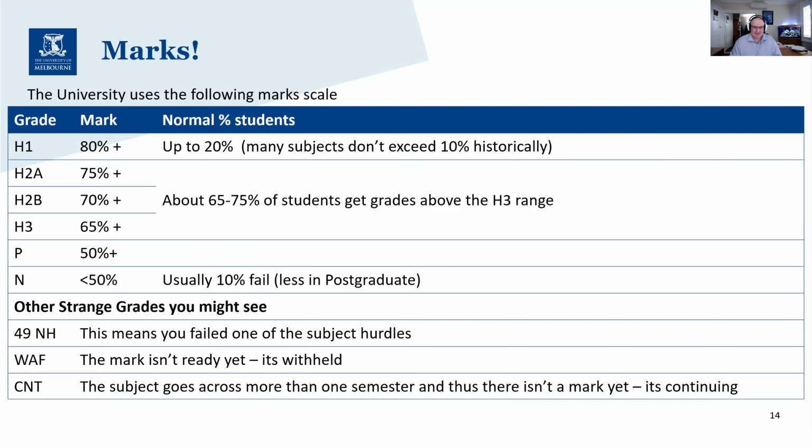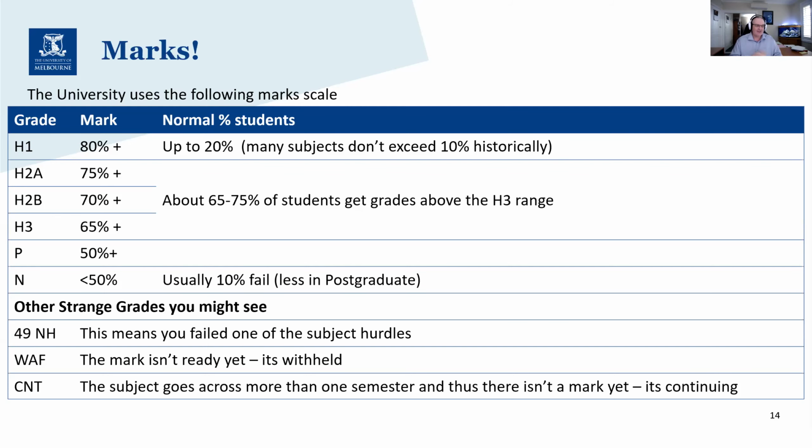There are some other strange grades that you might see when you get your marks at the end of the year, at the end of the semester. There's a grade called a 49 NH. That means you have failed the subject because you failed a hurdle in the subject. So that could be that in one of the subjects you have to pass the exam to pass the subject, but you did badly on the exam, therefore you get a 49 NH. Then you've got a WAF mark, which is a withheld mark, which basically says there's no mark available yet, and you have to wait.